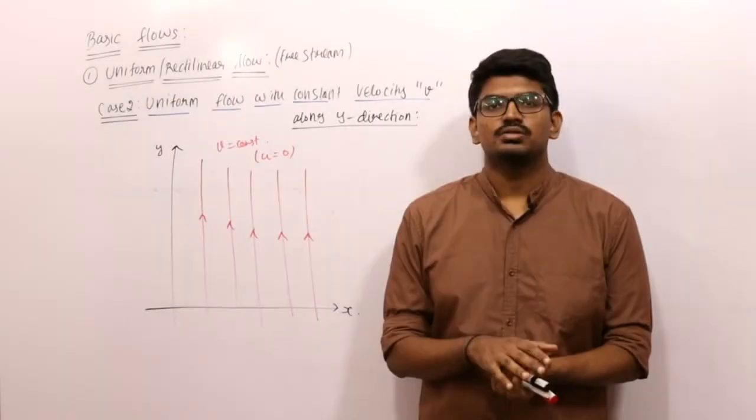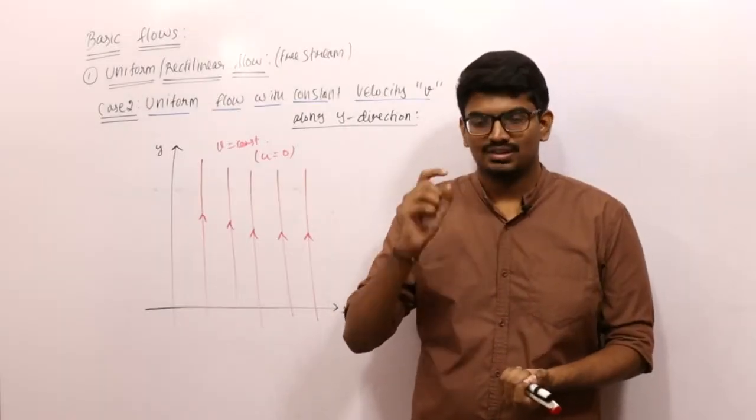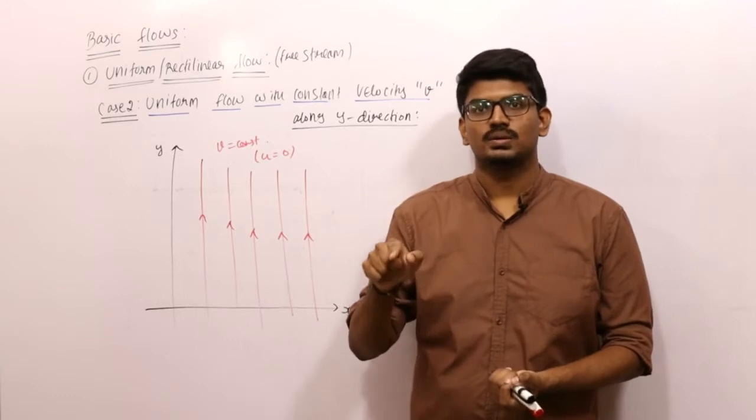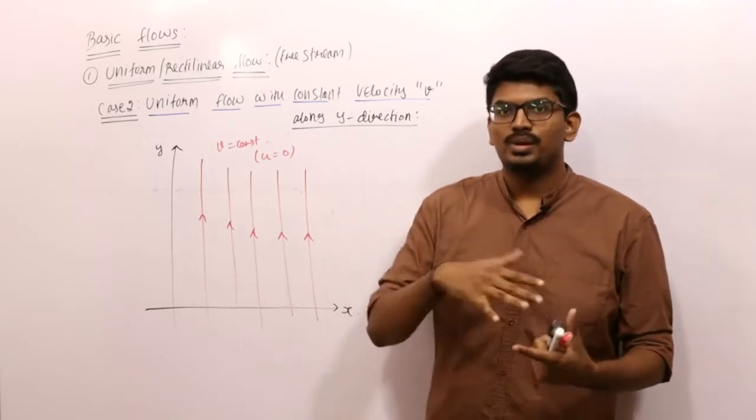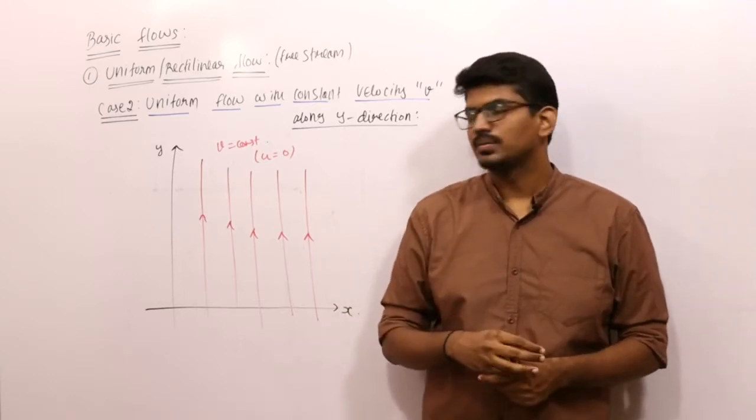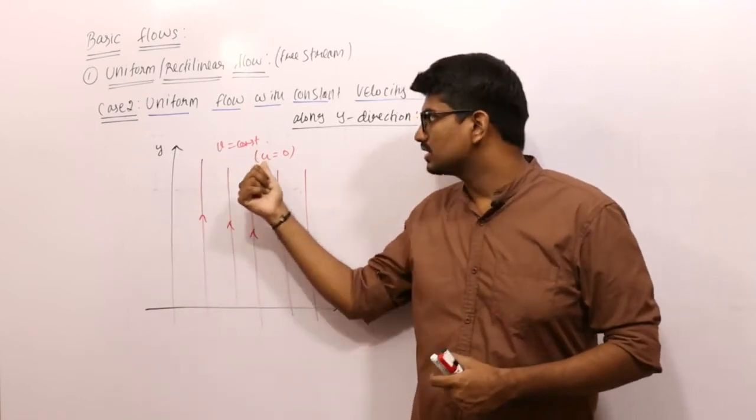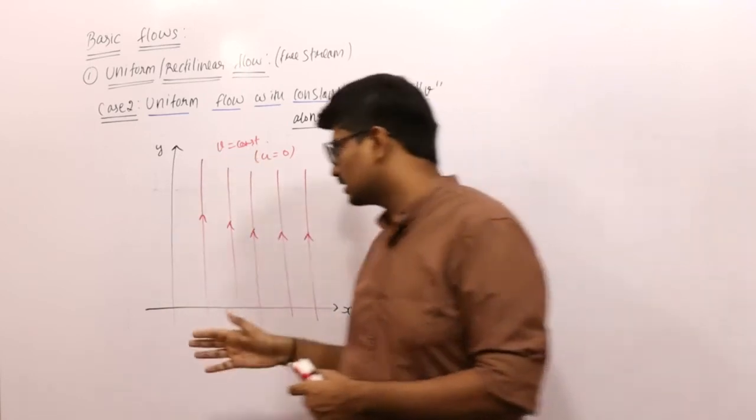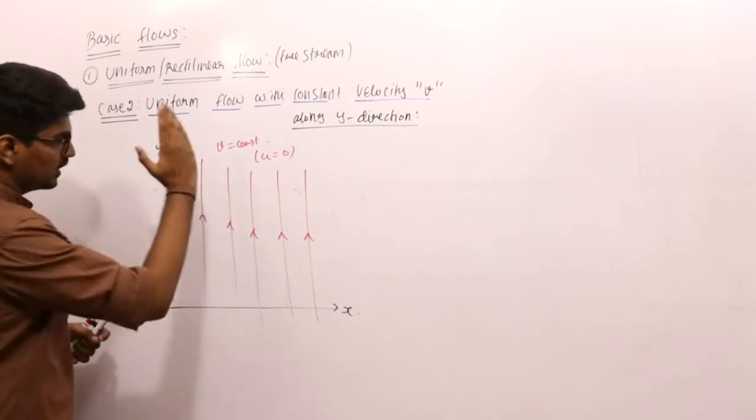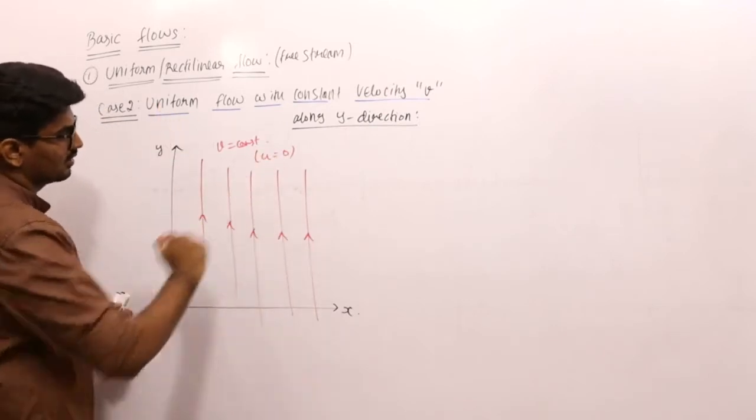The next case in uniform flow is where the velocity in y direction is constant and obviously the x direction velocity is 0. So v is constant, u is 0. This is how the flow will look: the flow will go in this direction, vertically.